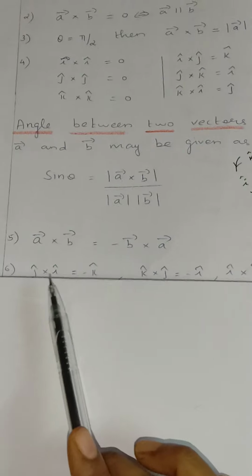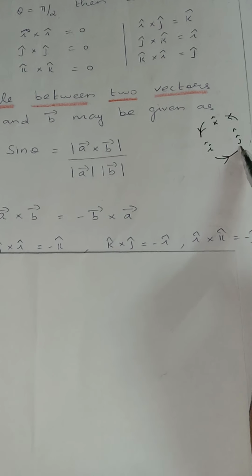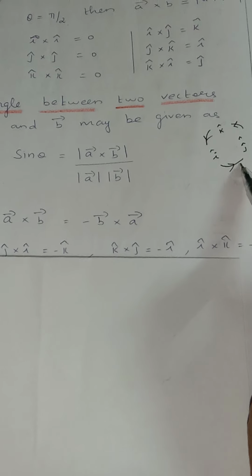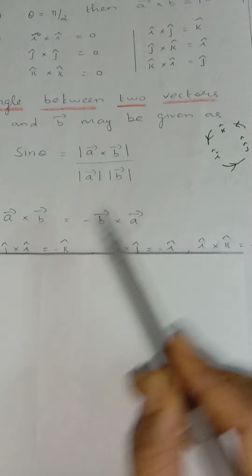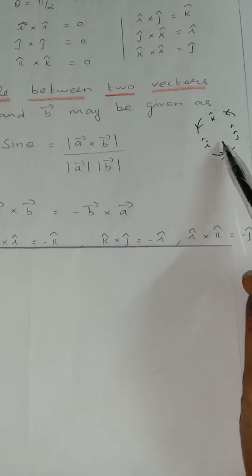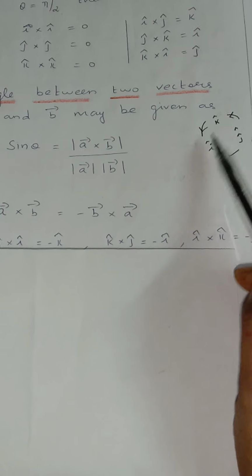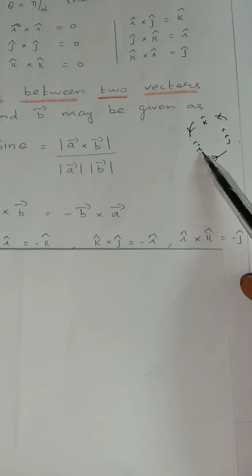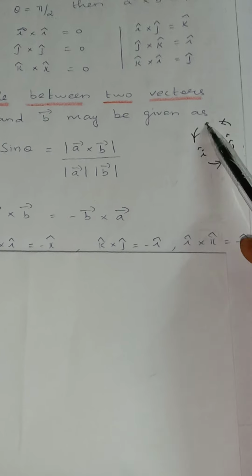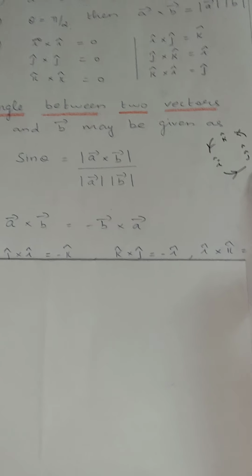But here you can see j cross i is going in the anti-clockwise direction, so the answer is minus k. The same way, k cross j, and i cross k, is going in the anti-clockwise direction. So the answer is minus j.